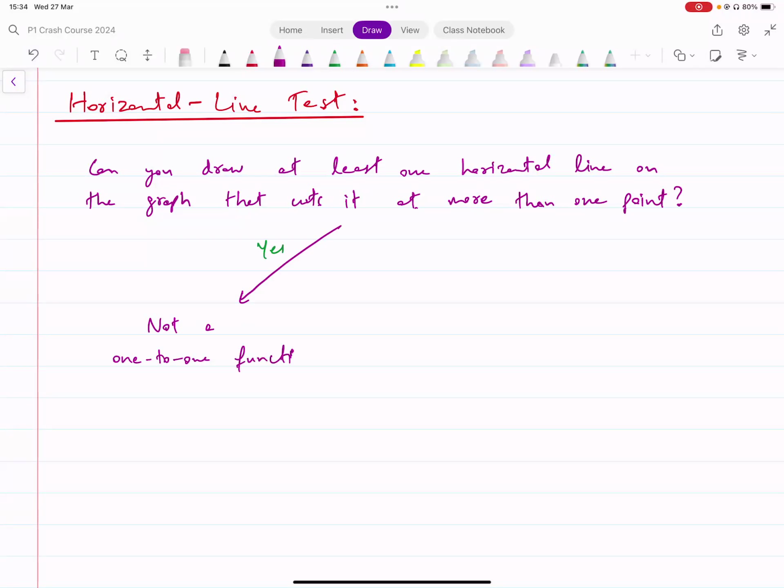Right? Because if it's cutting at multiple points, it's not a one-to-one function. If you cannot draw any such line, if the answer to that question is no, then you say it is a one-to-one function. Okay. So if you can draw at least one horizontal line that cuts the graph at more than 1 point, that means it's not a one-to-one function. If you can't draw any line, that means it is a one-to-one function.